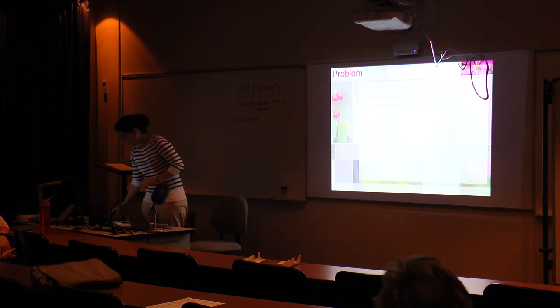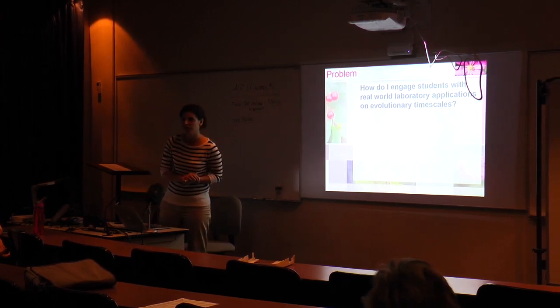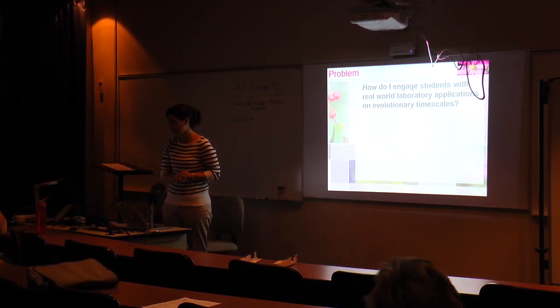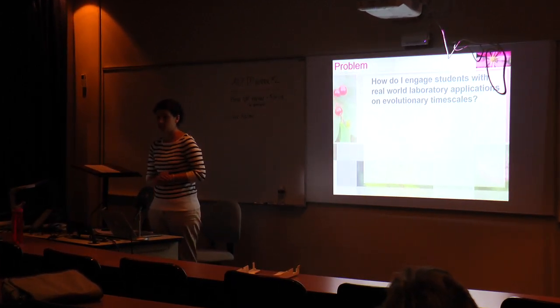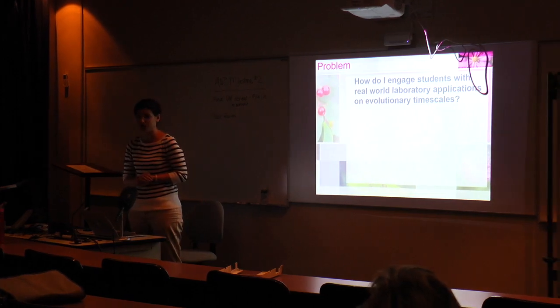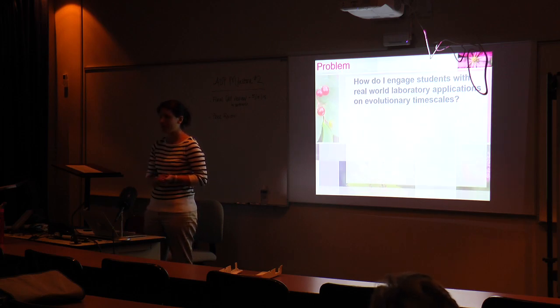Okay, so my big problem: I teach Bio 466, which is population and quantitative genetics. This is a summer course. We usually do it only over the summer, and I'm currently the only person that teaches it. It hasn't been taught in over 10 years in the bio department. So my big question was, how do I engage students with real world lab applications on evolutionary timescales?